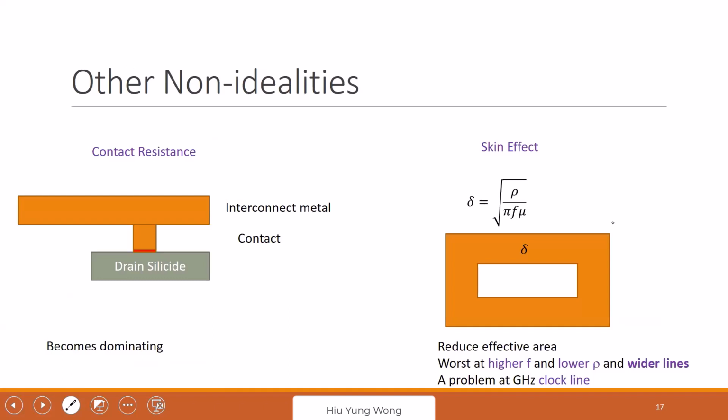And of course, there's some non-ideality in the metal, including the contact resistance. Even if you go from metal to metal, there's still a contact resistance, and it becomes more and more dominating.